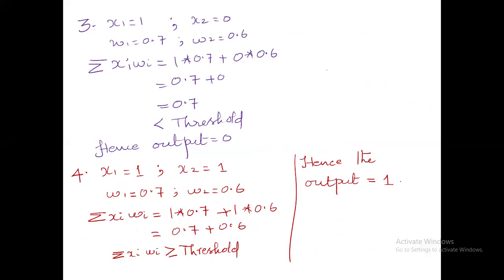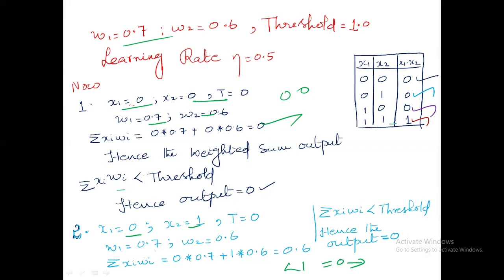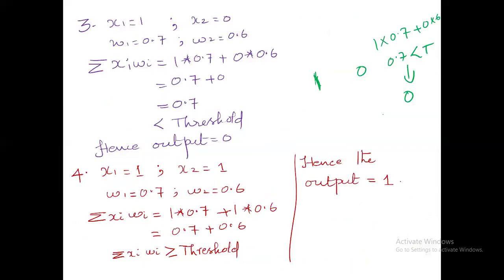And the third input is what? 1 0. In this case only we had a problem. So 1 into 0.7 plus 0 into 0.6, so we are getting 0.7. It is less than the threshold, so the value is 0. So the third pattern is also matching. We have fulfilled it. So less than the threshold, output is 0.